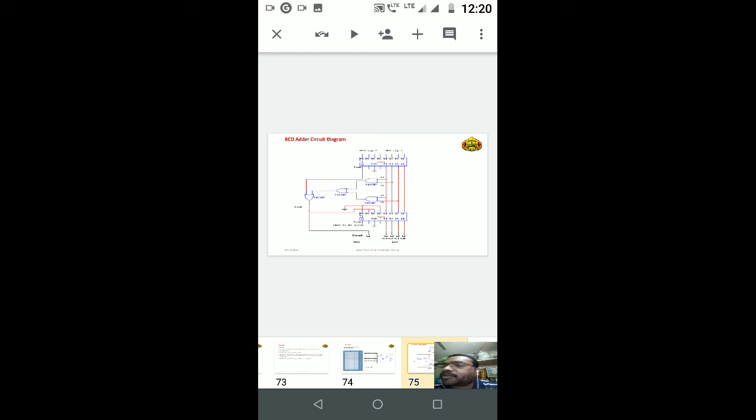Okay. So if you see this IC, there are two inputs and one output. Which inputs? BCD inputs are present: A1, A2, A3, A4. Next B1, B2, B3, B4. And what is the output? S0, S1, S2 and S3. And there is one carry, C in is carry.